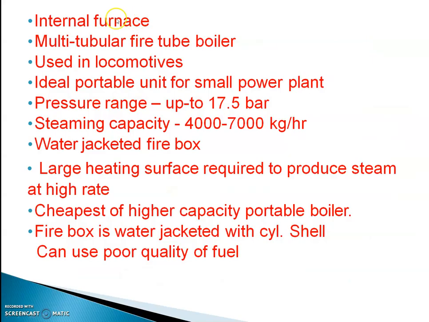In the next slide, the fire happens in the internal furnace. The multi-tubular fire tube boilers used in the locomotive are an ideal portable unit for a small power plant. The pressure range is up to 17.5 bar. The steaming capacity is 4000 to 7000 kg per hour. It has a water jacketed firebox. A large heating surface is required to produce steam at a high rate. It is the cheapest of the higher capacity portable boilers. The firebox is water jacketed with the cylinder shell. It can use poor quality fuel.